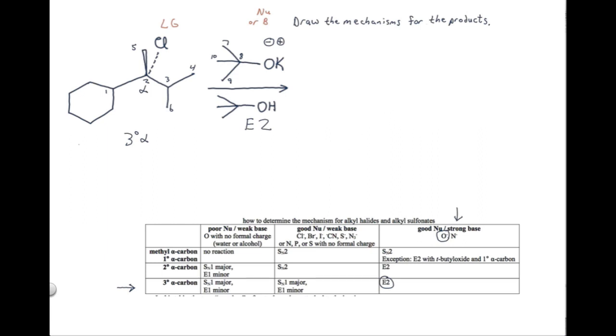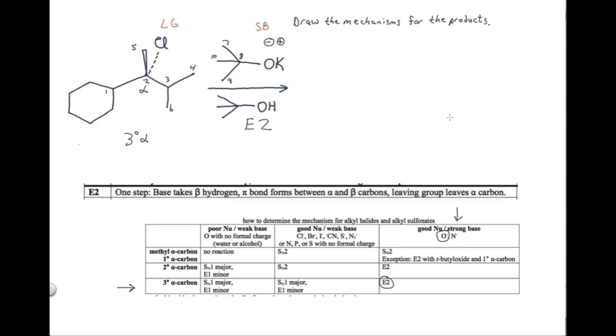Now we can continue assigning roles. We know that for an E2, we're going to use a base, not a nucleophile, and we know that O- is a strong base. So now I can label that the O- will be a strong base. Since we're going to do an E2, we know that the beta carbon will play an important role. So let's label the beta carbons.